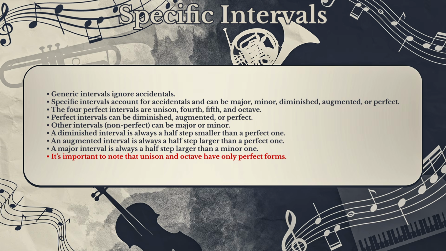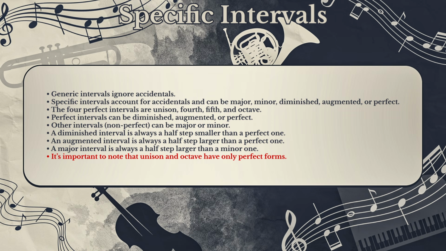Perfect intervals have diminished, augmented, and of course perfect forms, while the other intervals have major and minor versions, and they also have diminished and augmented forms. A diminished version is always a half step smaller than a perfect one, and an augmented is always a half step larger. Similarly, a major is always a half step larger than a minor.